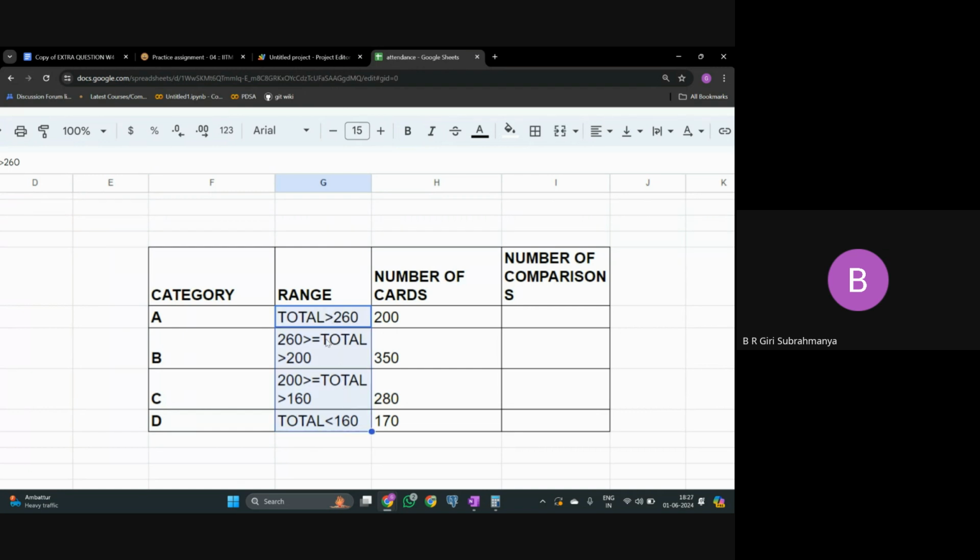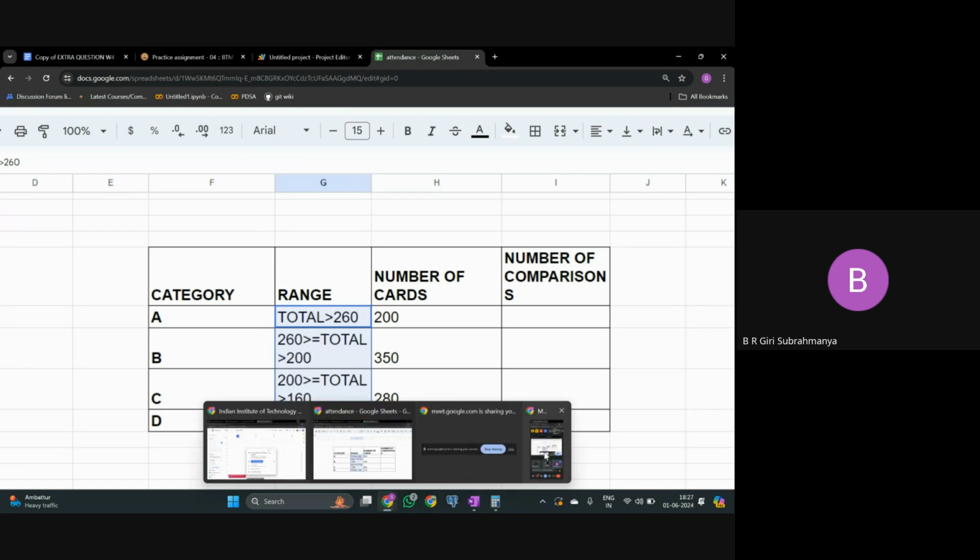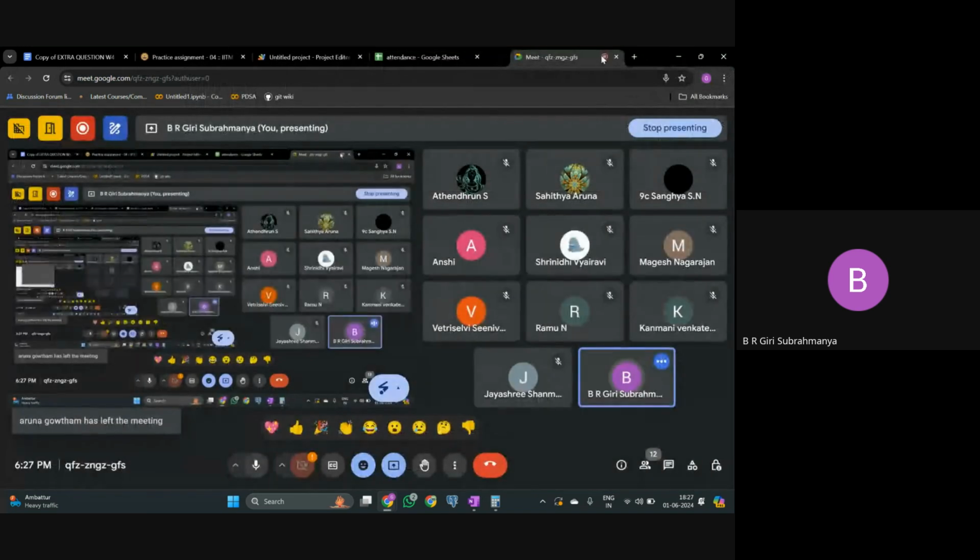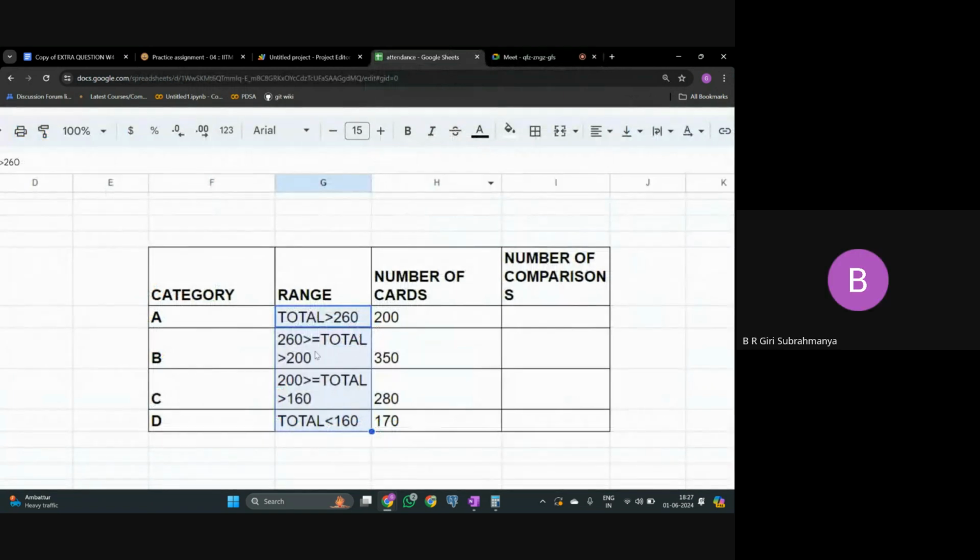Now what is the intersection of all these 4 ranges? By intersection, I mean, is there anything common between these ranges? No, sir. Right. So the intersection is a null set. Because this is greater than 260, this is from 260 to 200, this is from 200 to 160, and this is less than 160. Once again, this should be lesser than or equal to 160. Okay. So overall, if you add these things, you will get 1000.